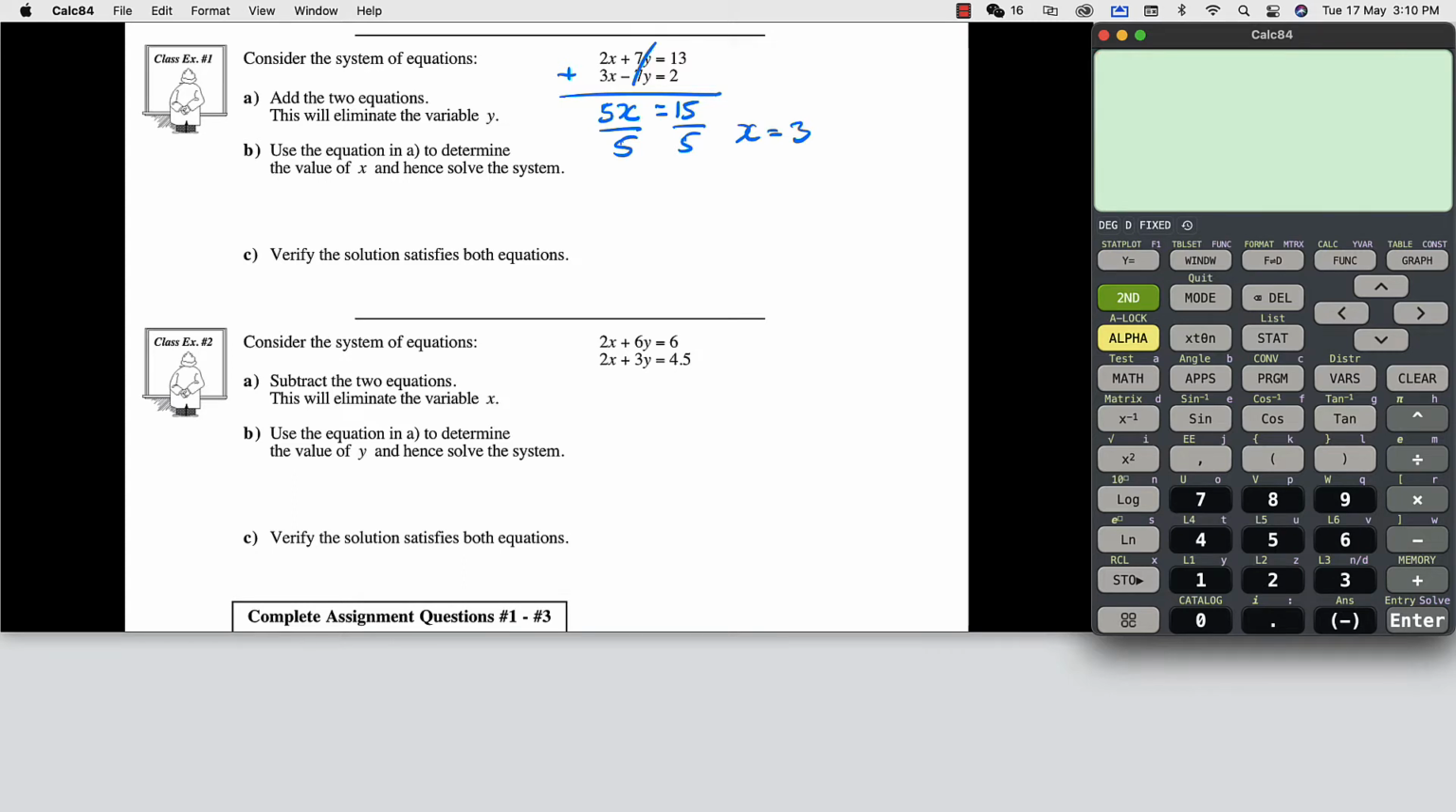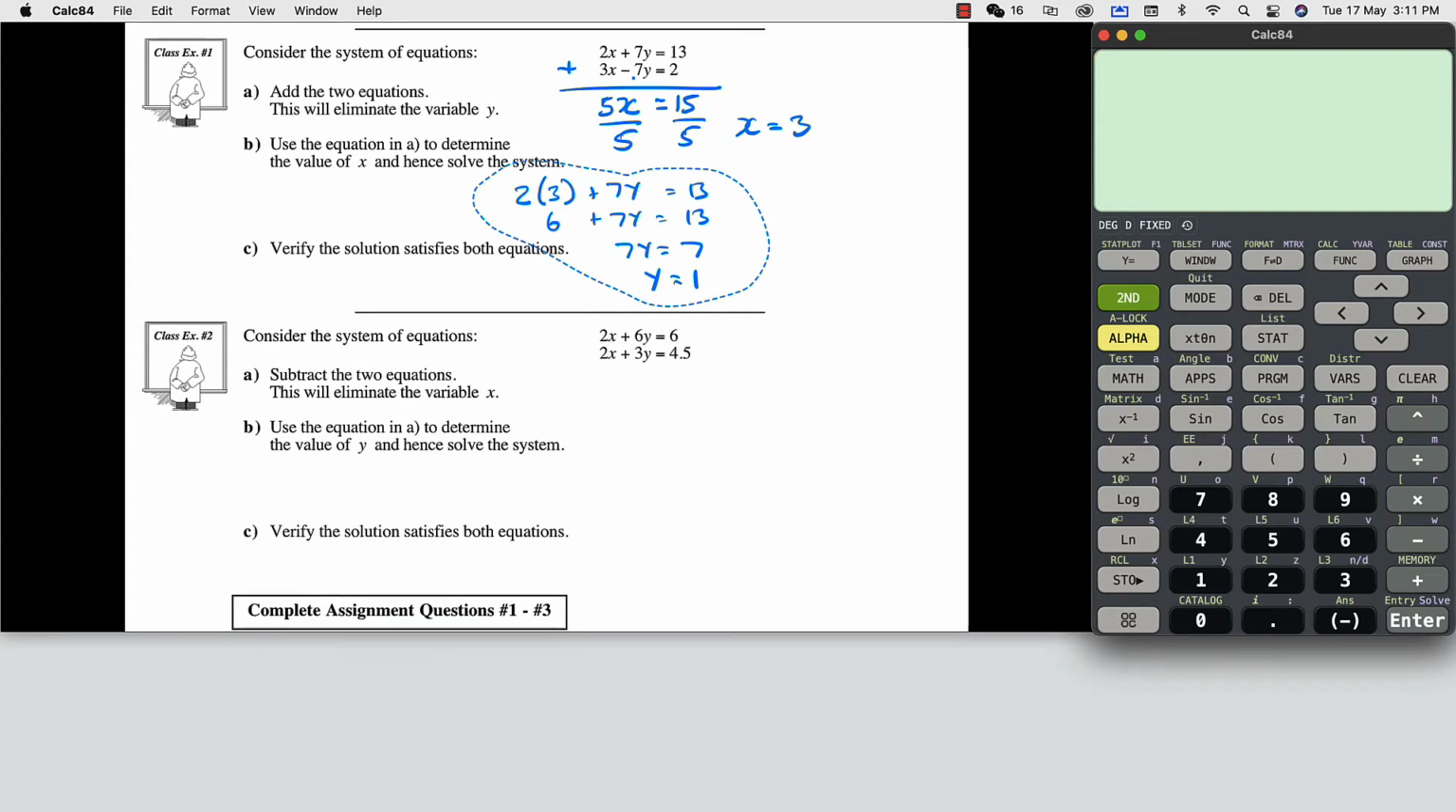Okay, if we're going to verify this solution as it's asking us to do in part C, first of all we need to calculate the y value. So I need to take that x and substitute it into one of the equations. So 2 times x, which is 3, plus 7y equals 13. 2 times 3 is 6, plus 7y is 13. I'm going to subtract 6 from both sides, and I'll end up with 7y equals 7. And in this case, y equals 1 if we continue with the math there.